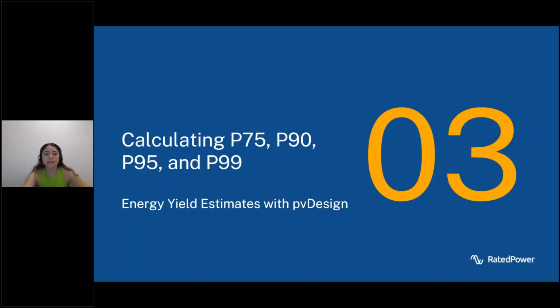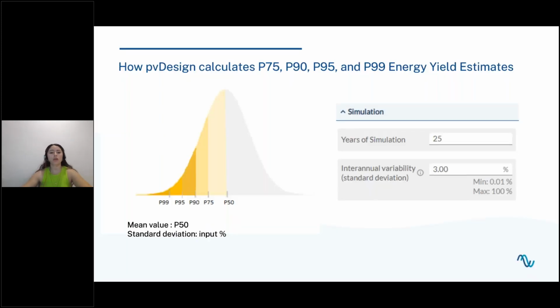So let's start to talk about the calculation of these percentiles, but before diving into the uncertainties that we will tackle in the next section. Calculating energy yield estimates using statistical percentiles like P75, P90, P95, and P99 is made easier with pvDesign. When you create a project, a design in the software, an energy yield calculation is done for you. It calculates how much energy your PV plant will produce during its lifespan.